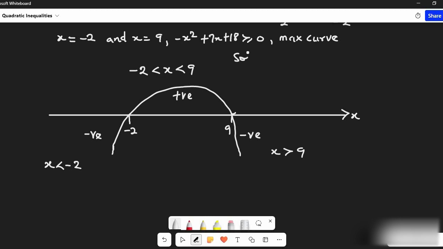So the solution to our inequality will be minus 2 is less than or equal to x, which is less than or equal to 9. We introduce the equality sign here because we have an equality sign in the inequality, meaning that we're also looking for the values of x for which the function is greater than 0 and also equal to 0. So that's what we have here as the solution.